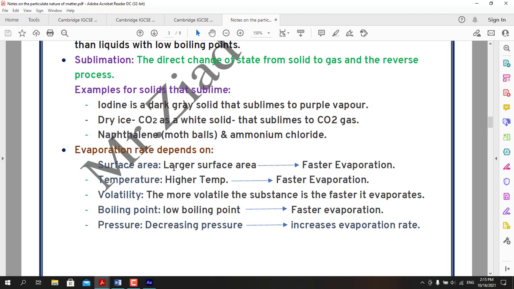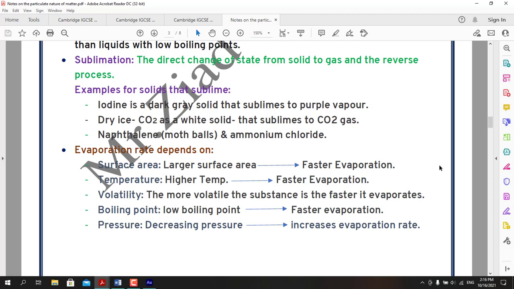Having a lower surface area means that a larger number of particles aren't exposed enough to that high temperature, so they don't get the energy required for them to break out and form a gas. So larger surface area means faster evaporation. The temperature, of course, increasing the temperature means faster evaporation.